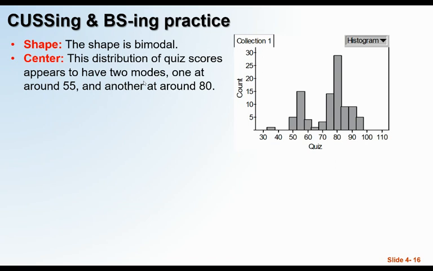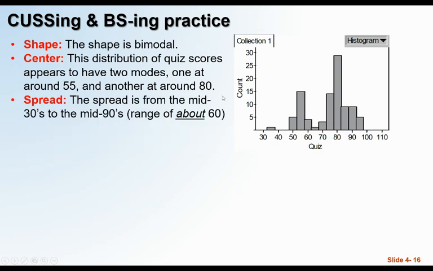Center: the distribution of quiz scores has two modes. One around 55, there's the mode right there, and one around 80. Notice, I don't know if it's exactly 55 because I don't know the bin width. I can't really make that out. It's maybe 2.5 points or something. So we're just going to use this modifier of around or approximately. Spread: the spread is from the mid-30s to the mid-90s. If you wanted to use range, remember range is a number. I don't know enough about the values here to come up with IQR or standard deviation, so those are off the table right now.